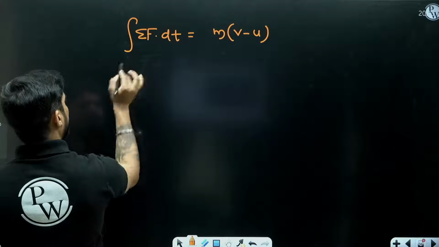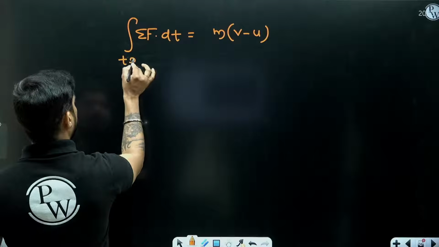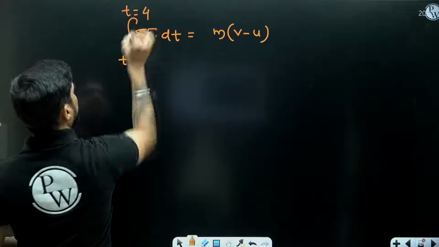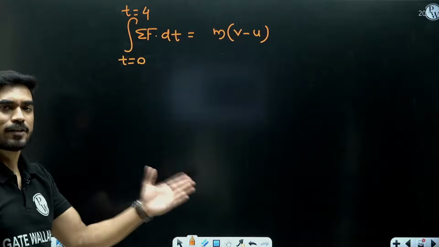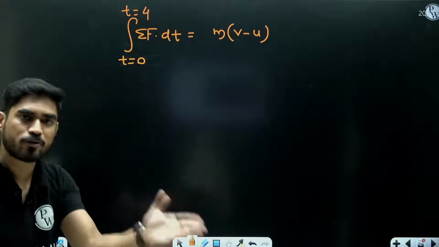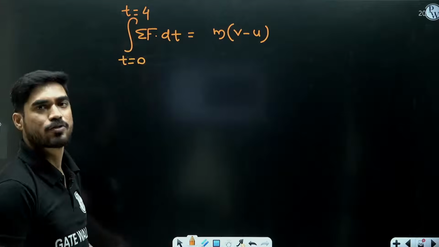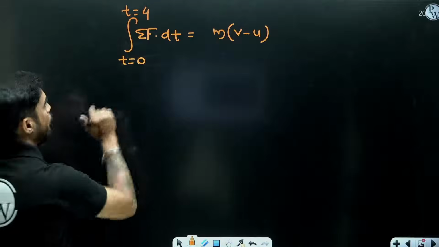So what will be the limit of integration? Right now the limit will be t equals 0 to t equals 4. But let's say the crate was not moving from 0 to 2 seconds. It started moving from 2 to 4 seconds. Then the integration will be from t equals 2 to t equals 4. So that is why we were calculating it.